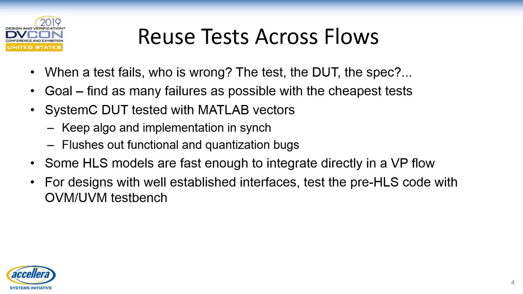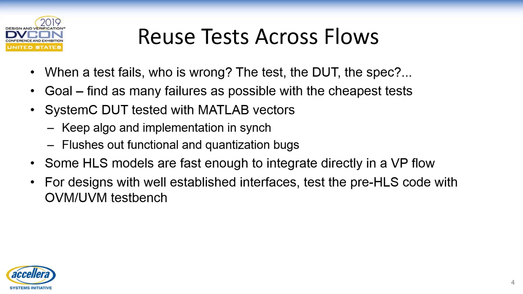That's a very common pattern in my world. The goal with any testing is, if you have something that fails, you have triage to do. So you've got to figure out: is the test wrong? Did two people interpret the spec wrong? Or is my design wrong? And it can be any of those. So you want to find as many failures as possible with the cheapest test in your arsenal. And the cheapest test in an HLS flow is testing whatever you can before you actually run high-level synthesis. You want to flesh out all the functional bugs, all the saturation bugs.